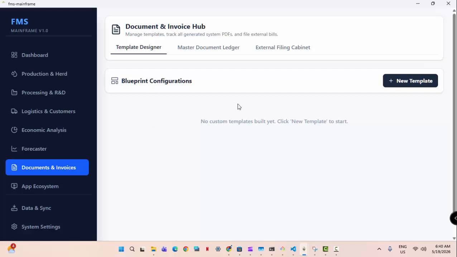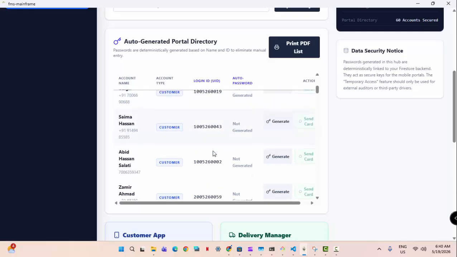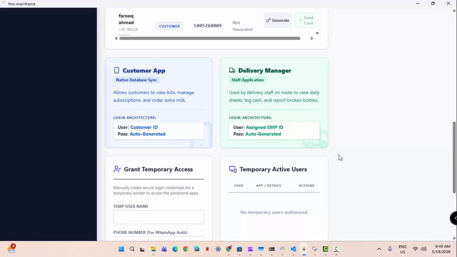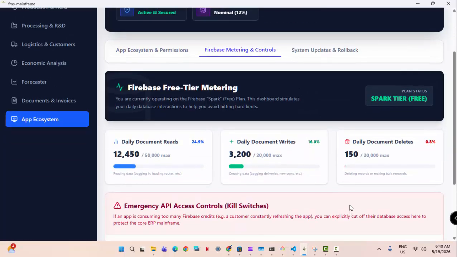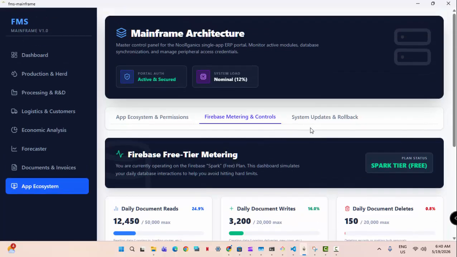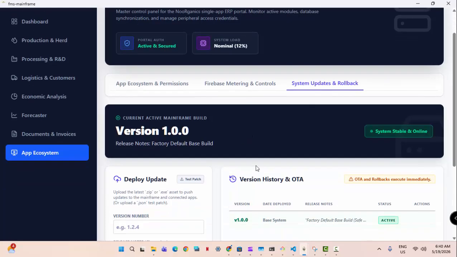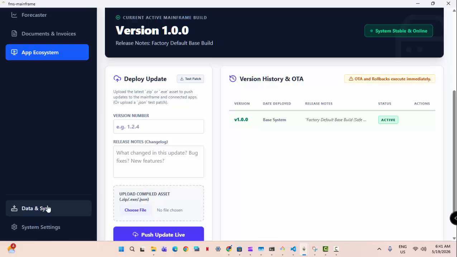This helps us to generate templates for our invoices and bills. Then app ecosystem helps us to manage our app logins and credentials for different people for role-based access. Then we have Firebase metering. We don't want to blow up our Firebase, so we have a metering system in place. Then we have system updates and rollbacks. So there are OTA updates which are available for this software.